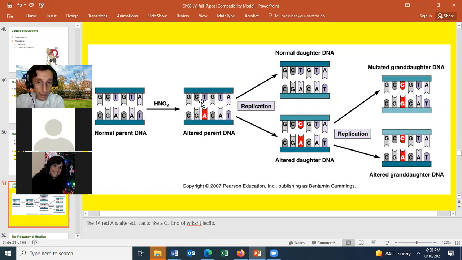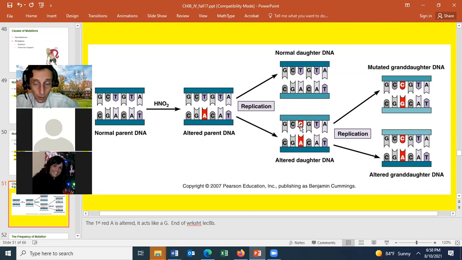And when the DNA gets replicated, the DNA polymerase will read this strand fine because it's not mutated. But this one here has been mutated by the nitrous acid. That A is modified, and the DNA polymerase will not read it as an A. It will read it as a G. And so, as opposed to this modified A, the DNA polymerase will put a C there.